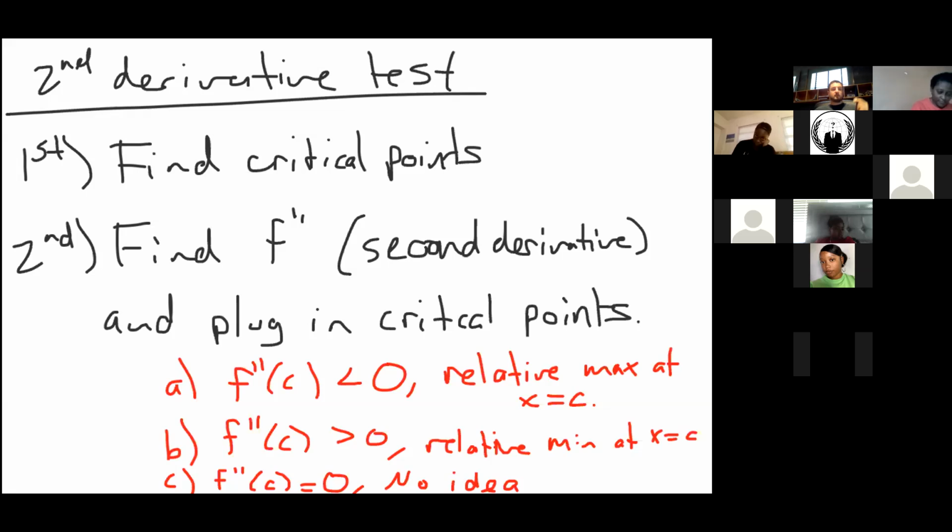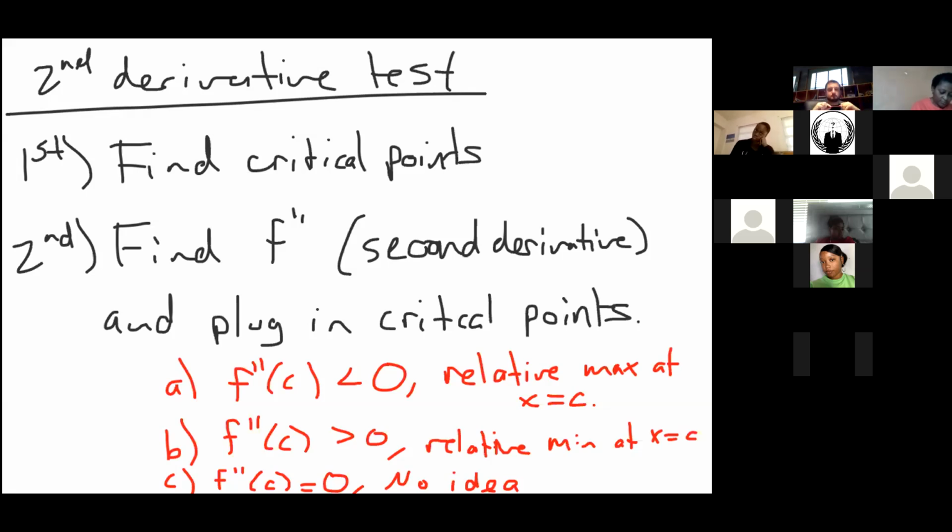Wait, can you say the last thing you just said again? Yeah, sure. If you plug the critical point into your second derivative and it equals 0, the second derivative test fails. It doesn't tell you anything, because that means it's neither concave up nor concave down. So you have to use a different test. Really, the only test we have is the first derivative test, to determine if it is a relative max or relative min.